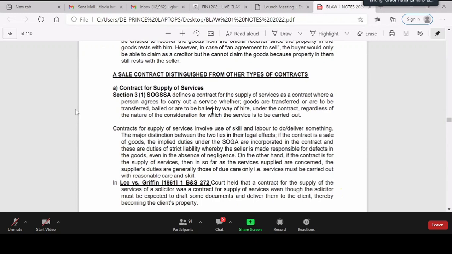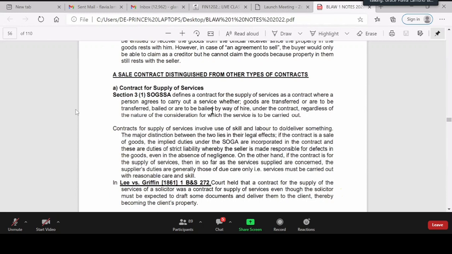So the similarity is that in all contracts, there must be consideration. You have to pay. That is what we are saying. But the difference comes in how you are paying. In a sale, you're paying using money. In a contract of barter, you're paying using a good. But even in a sale, you can pay using a good, but the general rule is that you must pay using cash. That is what the law says.